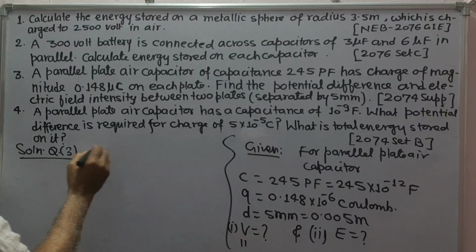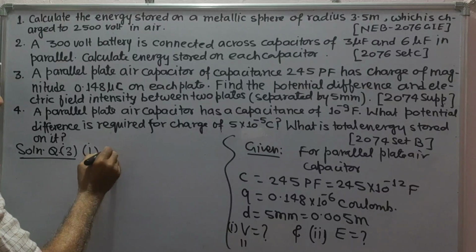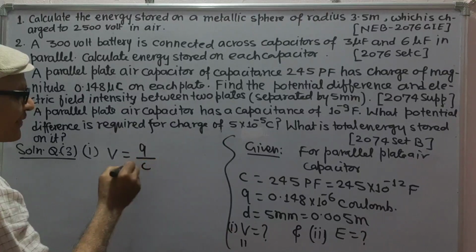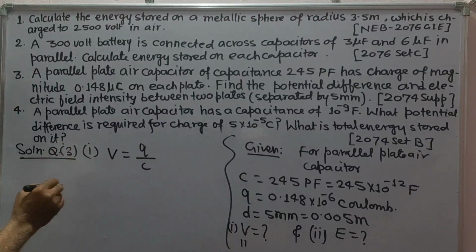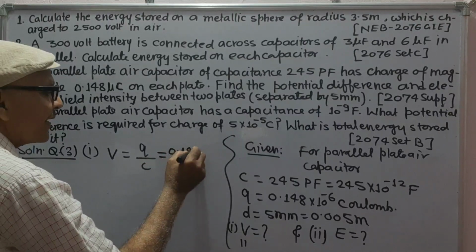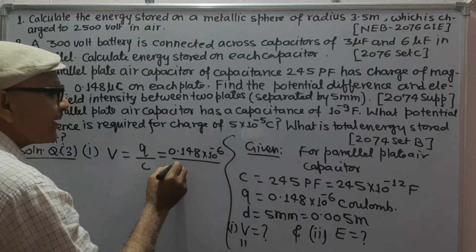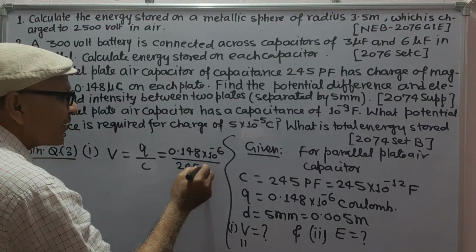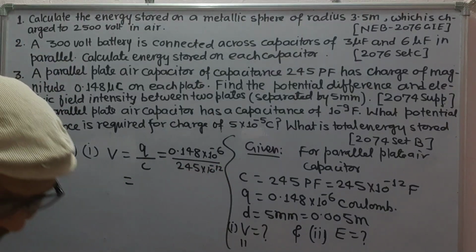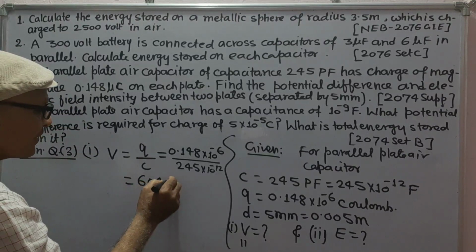Now solution. First, V is equal to Q by C, because Q is equal to CV. Therefore, V will be equal to Q by C. Q is 0.148 into 10 to minus 6 and C is 245 into 10 to minus 12. On simplification, it gives voltage 604.1 volt.